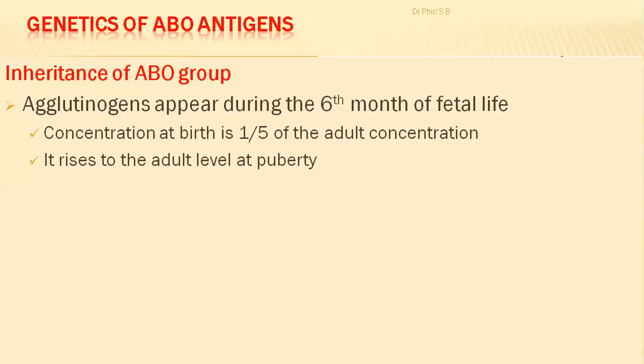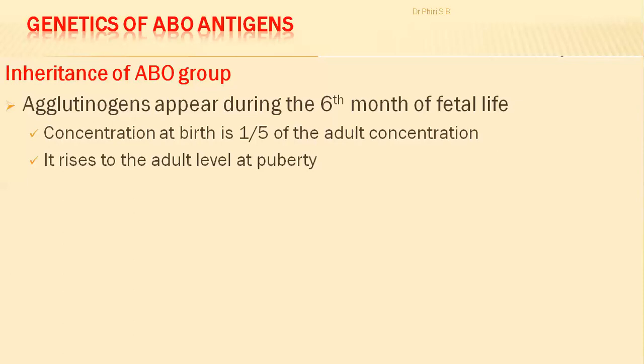And it rises to adult level at puberty. So as the child is growing, you find that at puberty level, the concentration of these antigens will be almost of the same concentration to that of an adult person. Meaning that when the embryo is developing, they do have the gene that can code for these antigens, but those genes haven't yet transcribed into messenger for them to start producing proteins.